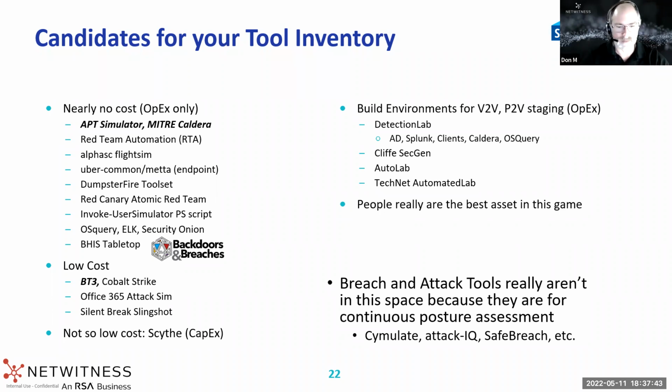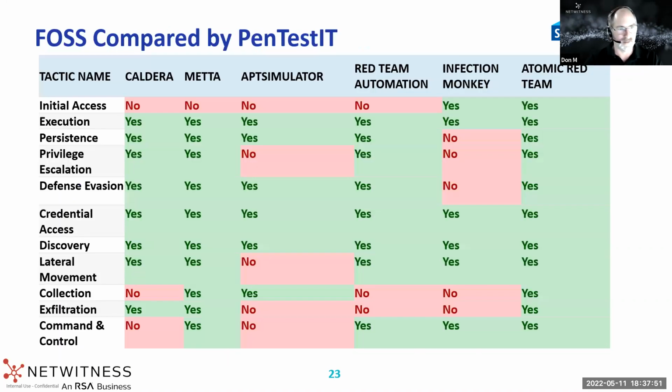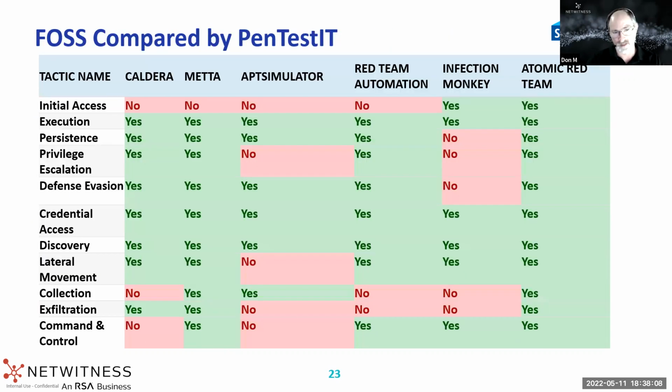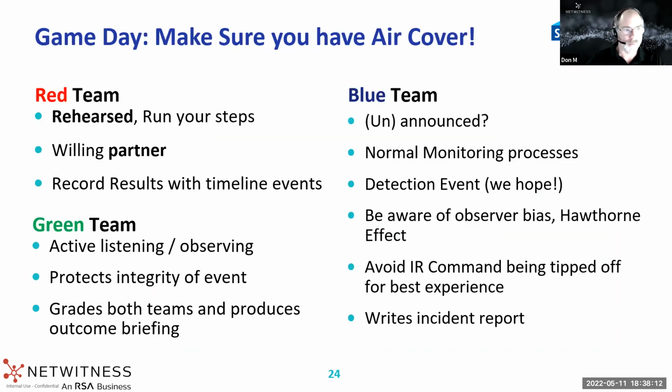And the last thing is, as I mentioned earlier, breach and attack simulation tools really aren't an adversary because they don't behave like a person. They're designed to test controls. Pen Test IT maintains a list. They update this once a year. It's a good list to check when you're looking for things in the tool inventory. Thought this chart might be useful for you on which tools are advancing. And this has not changed. By the way, this list has not changed much since 2020. This is the 2021 list.